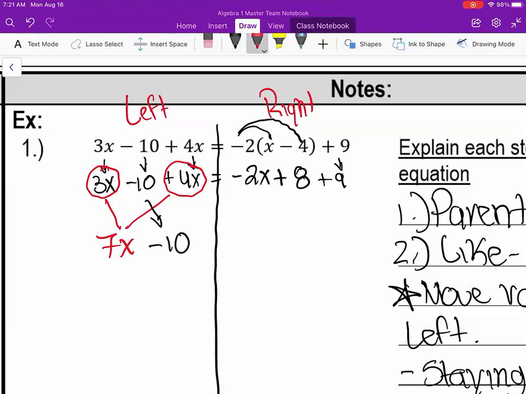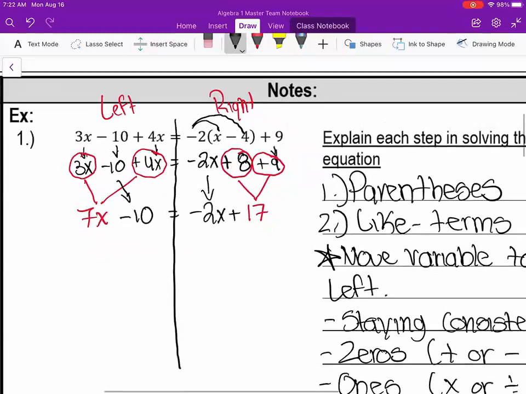Now on the right side, do I have any like terms? And the answer is yes, I do. I have two numbers that don't have x's, which means they're like terms. I have the +8 and the +9, which I can also put together. That is 8 + 9, which is 17. And I'm just going to bring the -2x down. Now the 17 is positive, so I'm just going to put a plus sign there. So I checked for parentheses, and I checked for like terms.